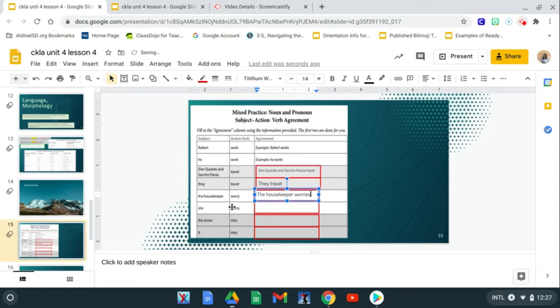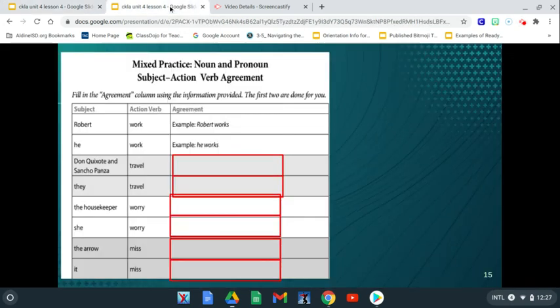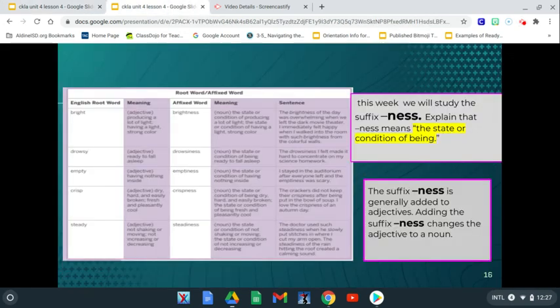And now you're going to practice and show me that you're so amazing. I know that you're going to do excellent on this. You're going to finish the last three. So you're going to do she worry, the arrow, it miss. So you're going to finish those three. Okay, now we're going to go on to the next portion of our lesson.